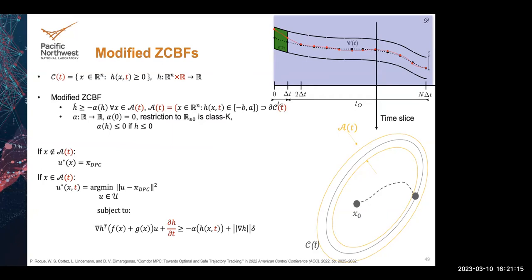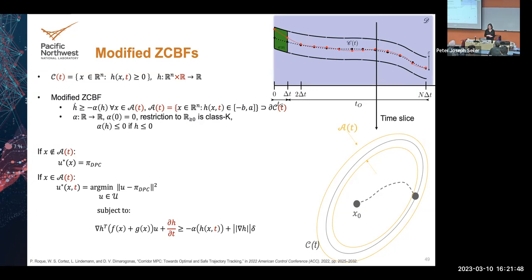I have a question on that. In this slide, if X is outside of AT, we just take the DPC policy. If it belongs to AT, we solve this QP problem. But if it is outside AT, we could also solve this QP problem, but it just gives us the same solution, because we just minimize this. So this is the same, right? Yes, yes. Okay, thanks.